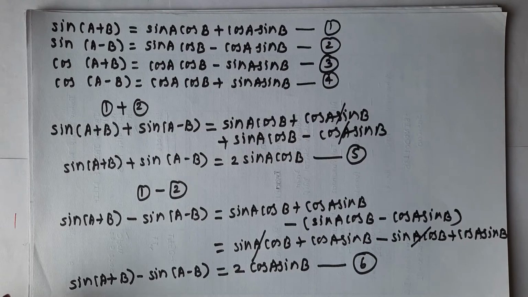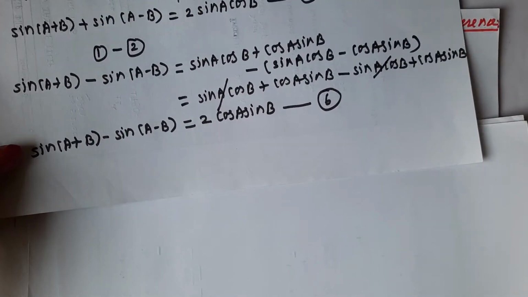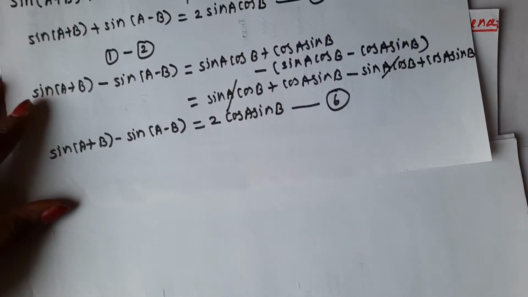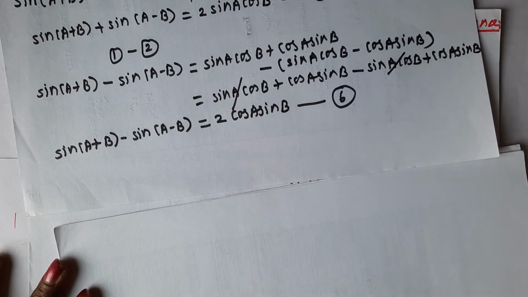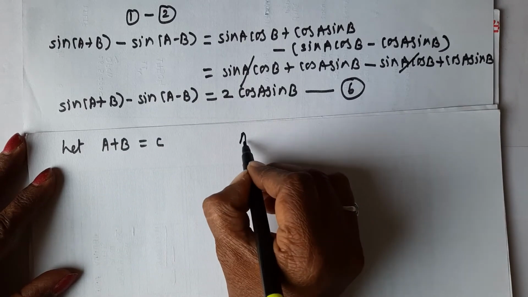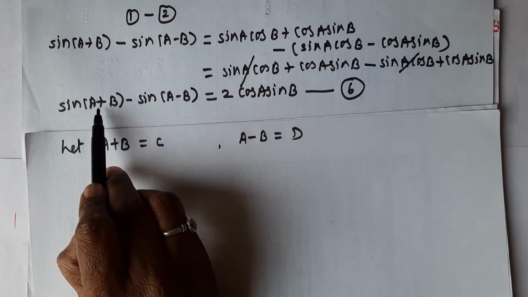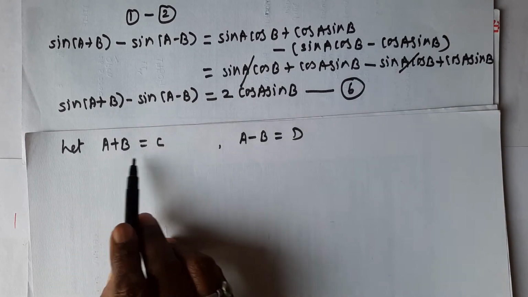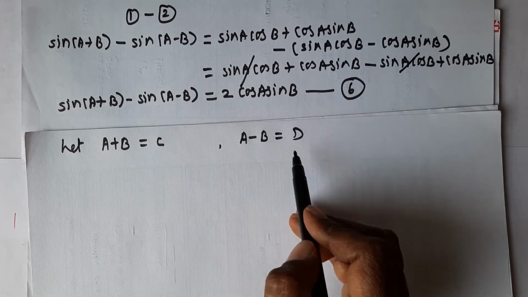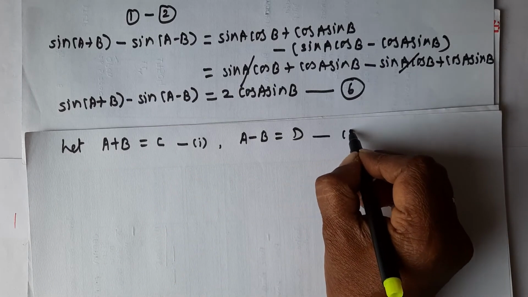Okay. Now to convert these two into factorization formulae, we have to take some supposition. For that, now see here, the angles are a plus b and a minus b. Now here take the supposition that a plus b is equal to c and a minus b is equal to d. Take this supposition. For a plus b, you take c, and for a minus b, d. And treat this as equation 1 and this as equation 2.